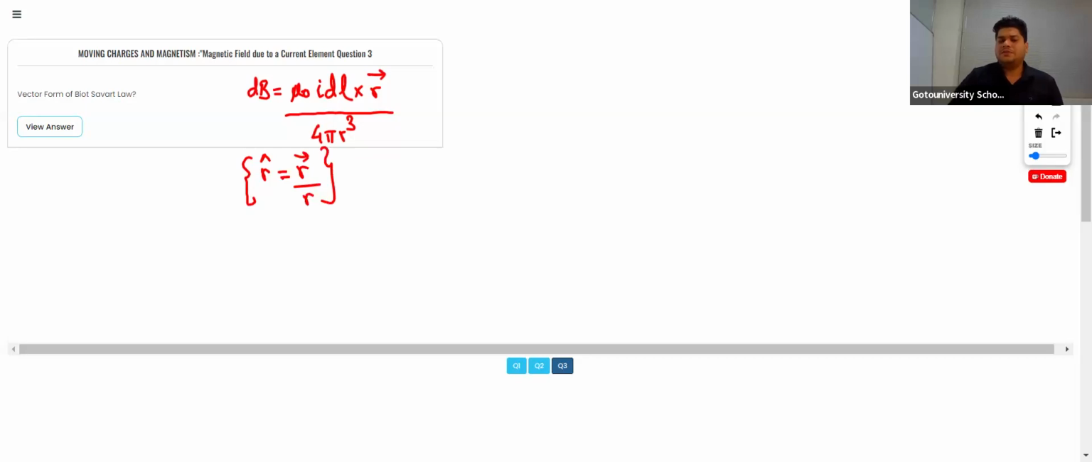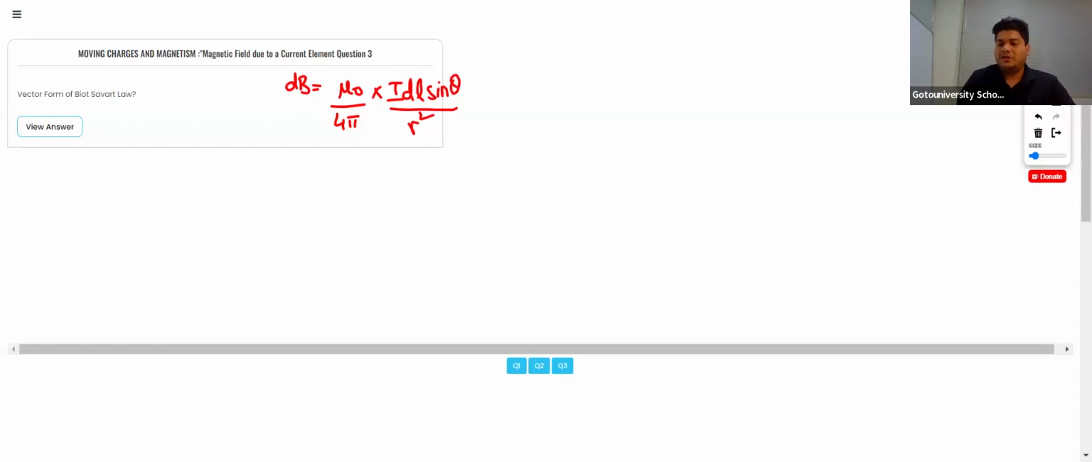This will be the formula. See, I'll explain once again. Which formula did we study? We studied the formula that dB is equal to mu naught over 4 pi into I dl sine theta over r square. This was not a vector formula.